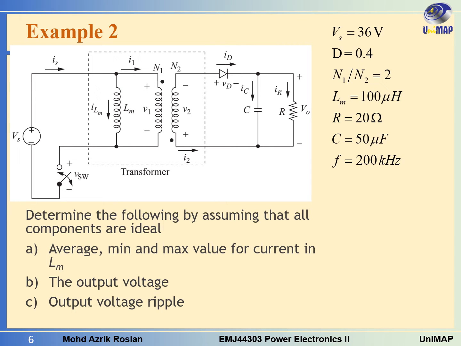Now we come to the second example. The difference between this example and the first one is that in this example, the value of D is given and the output voltage is not given. In example number 1, the output voltage is given, but the D you have to find by yourself. You have to find 3 things. The first is the average, minimum and maximum value of the current in LM, the magnetizing current. For part B, you have to find the output voltage. And finally you have to find the output voltage ripple.